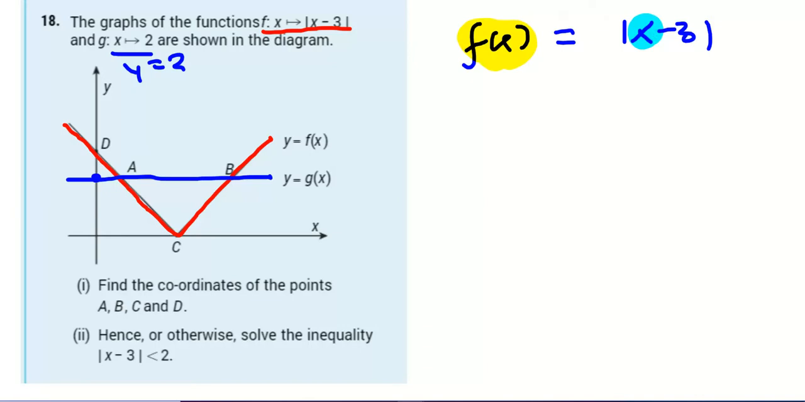Now, what do I know about points A and B? What are their y values? Something, 2 and something, 2. See the way I know the y values already? Because it's level with the line y equals 2. So what I do is I replace the yellow part with 2.